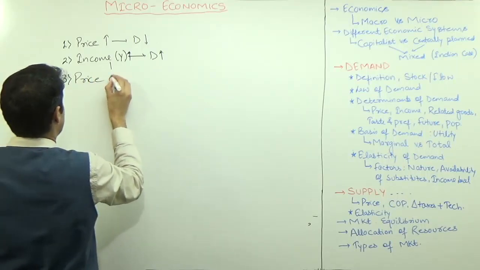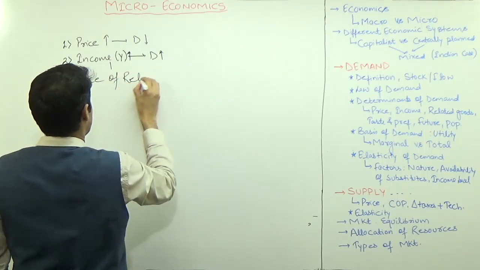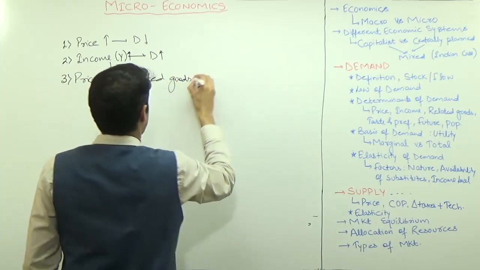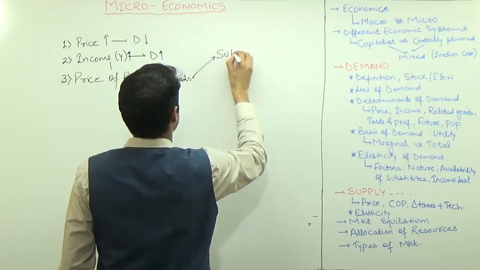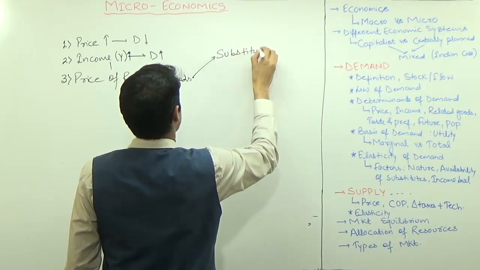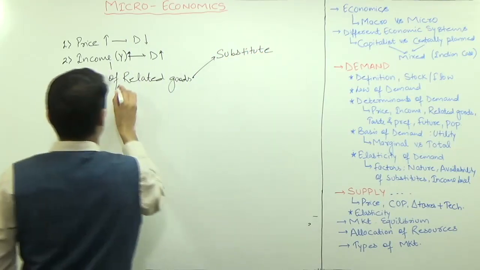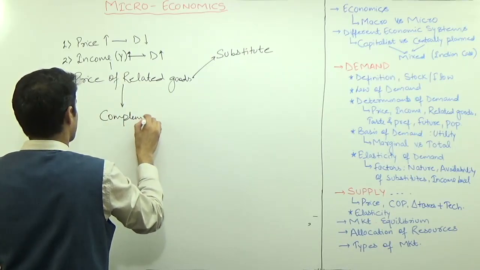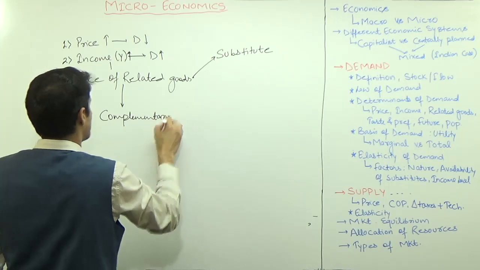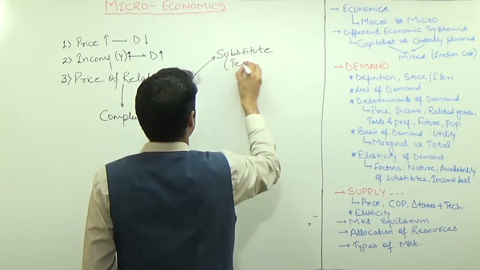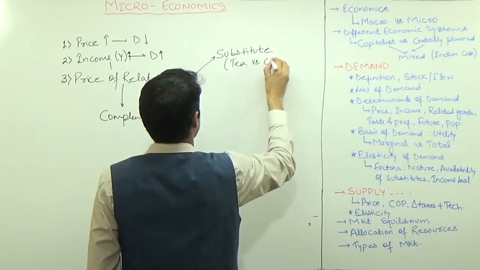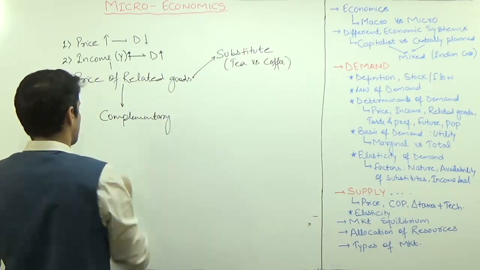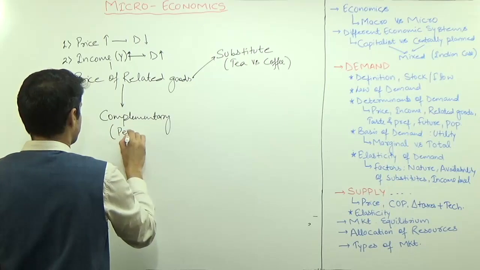What is the price of related? Now related means it can be substitute or it can be complementary. Substitute is, for example, tea and coffee, the classic example, and petrol, diesel. In case of complementary, we can say pen and ink.